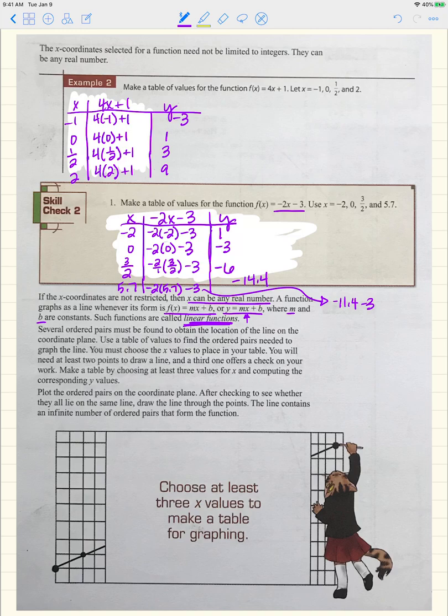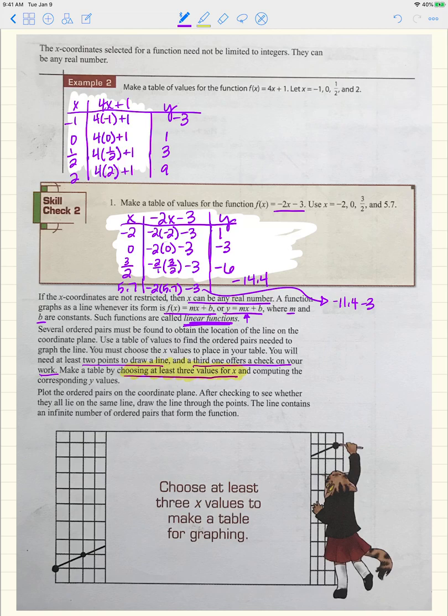Several ordered pairs must be found to obtain the location of the line on the coordinate plane. Use a table of values to find the ordered pairs needed to graph the line. You must choose the x values to place in your table. You will need at least 2 points to draw a line, and a third one offers a check on your work. Make a table by choosing at least 3 values for x. How many values do you have to choose for x when you are making a table? At least 3. So at the minimum you have 3, maybe you have more, but you always have at least 3, and computing the corresponding y values.